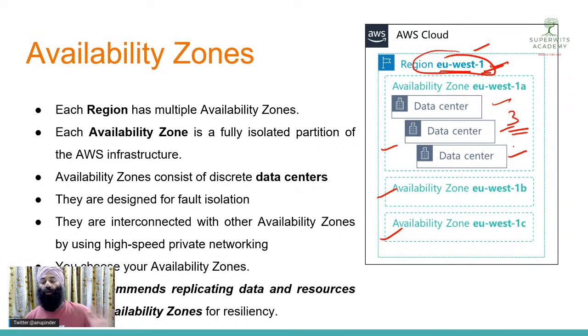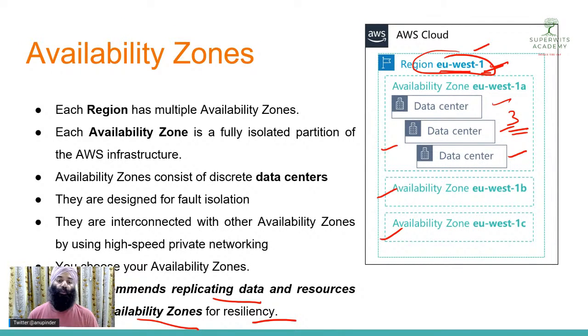So if one zone is compromised due to a natural disaster or some kind of power failure, the other availability zones can kick in and take a share of the load from that failed availability zone onto themselves, right? That is where these availability zones work. And AWS always recommends that you replicate your data and resources across the availability zones for resiliency against these kinds of failures.